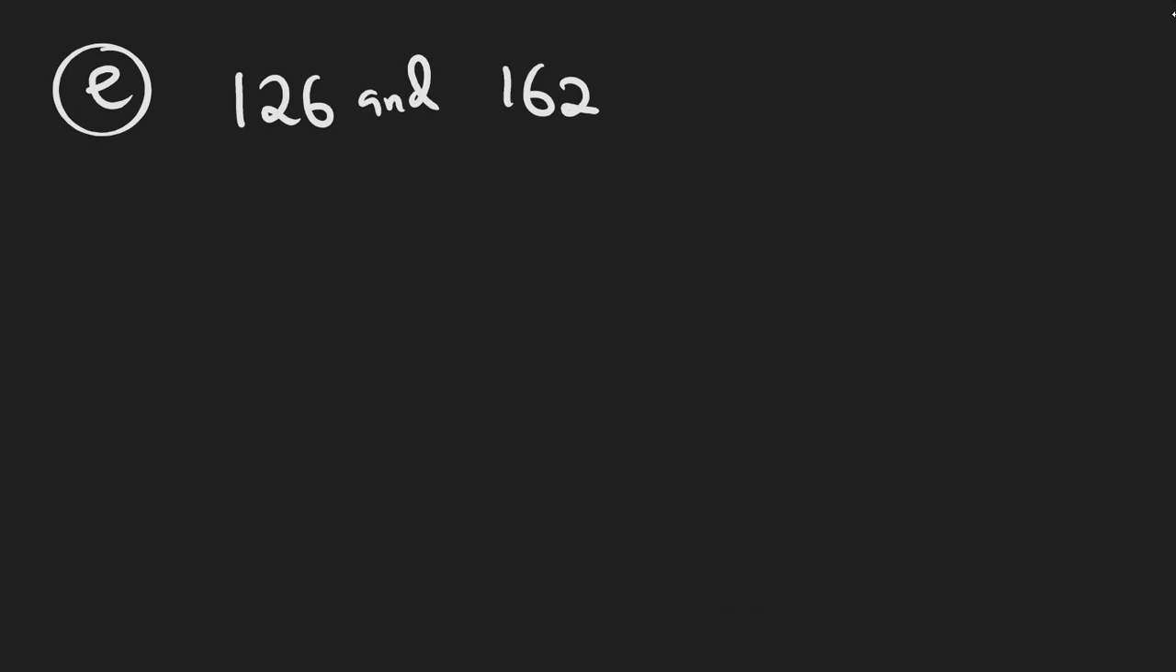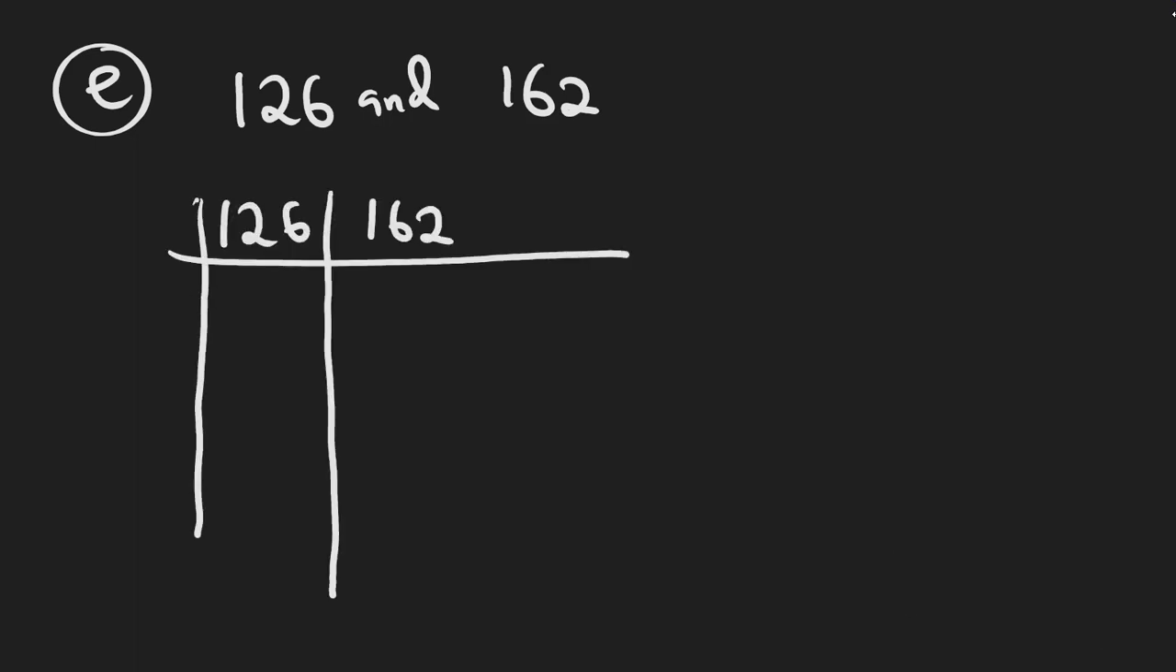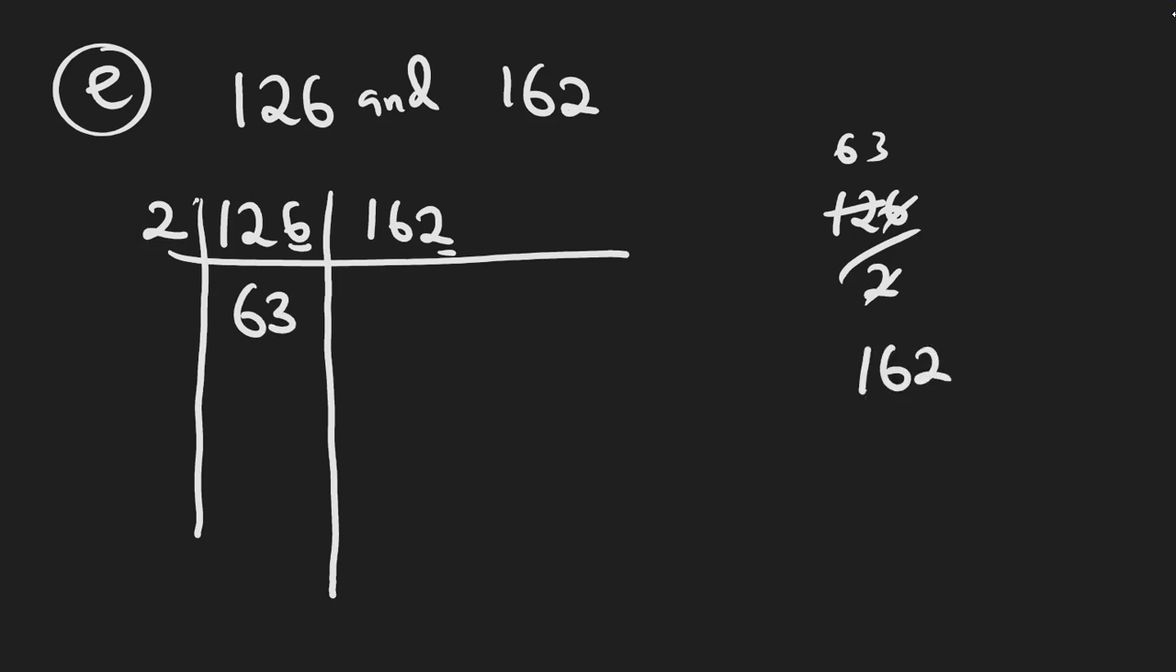The last number we have here is 126 and 162. So let's use the square method. What can go? Of course, 2 can go, right? So 2, because it ends with 6 and 2. 126 divided by 2. 12 divided by 2 is 6, and 6 divided by 2 is 3. We have 63, right? Then we have 162 divided by 2. 16 divided by 2 is 8, and 2 divided by 2 is 1. So we have 81. So is there a number that can go into 63 and 81 at the same time?